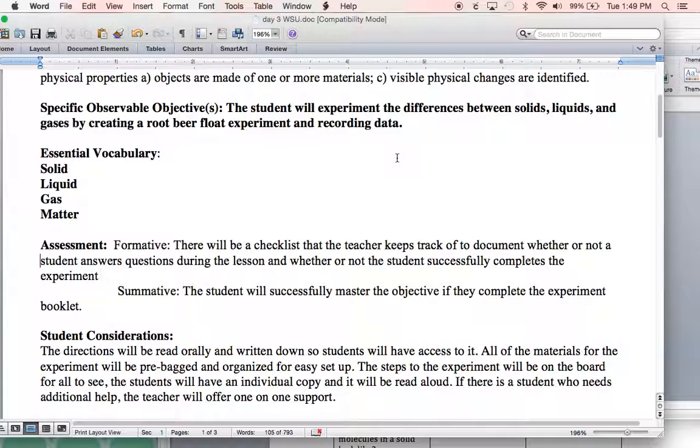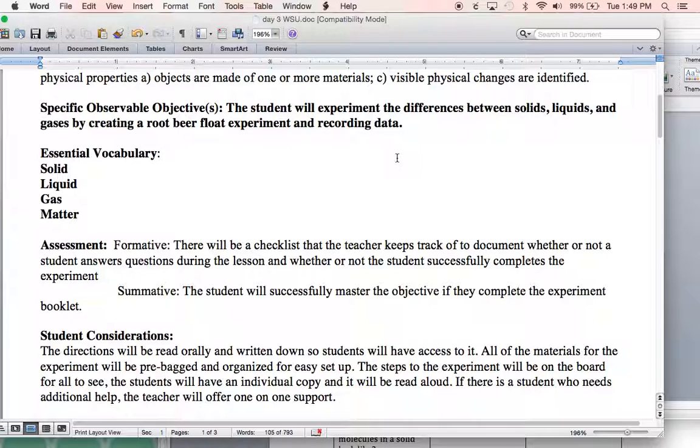So when I was doing the lesson, I had a checklist that had the student's name on it and the question that I asked them and whether or not they answered it correctly. And then it also had a second portion that had each student's name and whether or not they successfully completed the experiment. The summative assessment that I had during this lesson plan was that the student will successfully master the objective if they complete the experiment booklet.